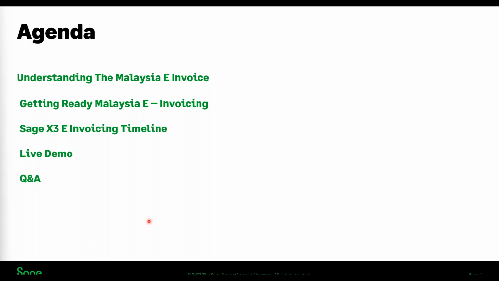In the agenda, we will first explain what this Malaysia e-invoice is, with some brief sharing so that you can have a better understanding. Then we will share the checklist of things you need to get ready from your side for the Malaysia e-invoice. We will also share where we are now on the Sage X3 e-invoicing timeline: what we have done so far, what is ongoing, and when our final release will be released.